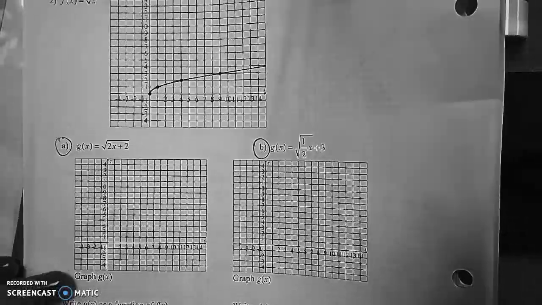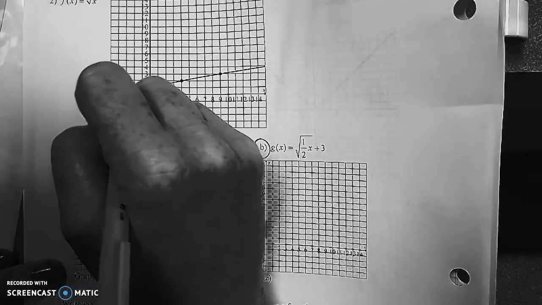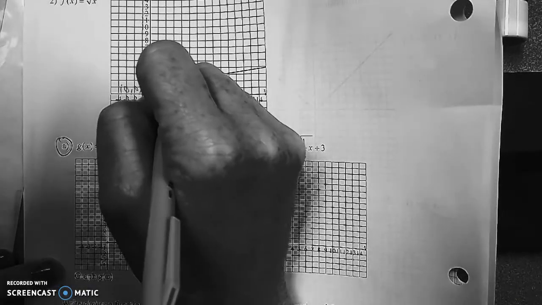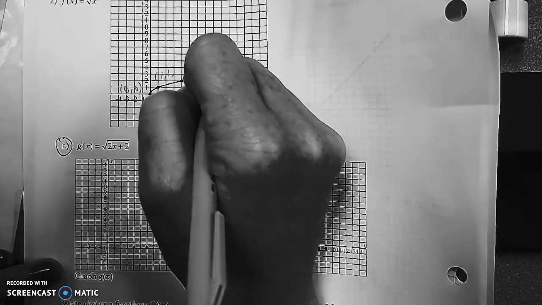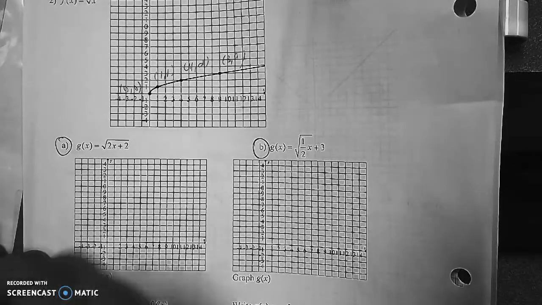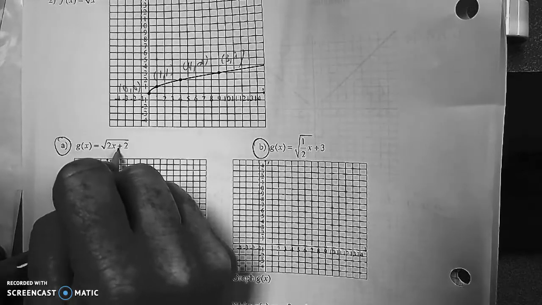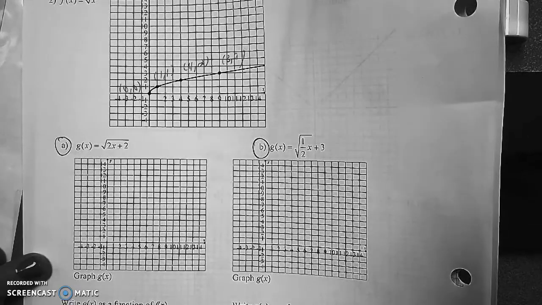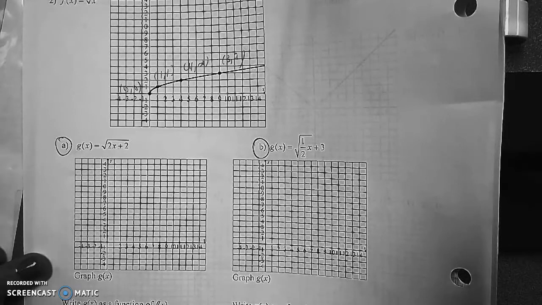All right, let's turn the page here. Ooh, so now we've got a new parent function. So it looks like we've got (0, 0), (1, 1), (4, 2), (3, 9). This time, the 2x and the plus 2 are both inside this square root function.